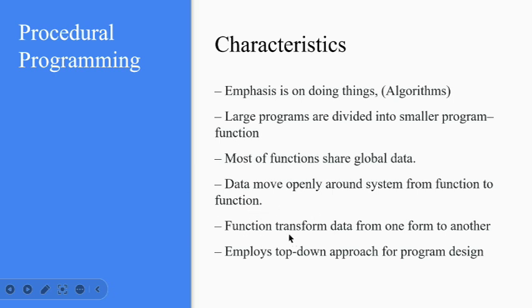So as you can see, data is moving openly around the system from function to function. Now the next point is that functions transform data from one form to another. Again, in the student example, the functions input, output and addition are basically transforming data. For example, you input values in variables, and then addition is basically the transformation of data here, right?